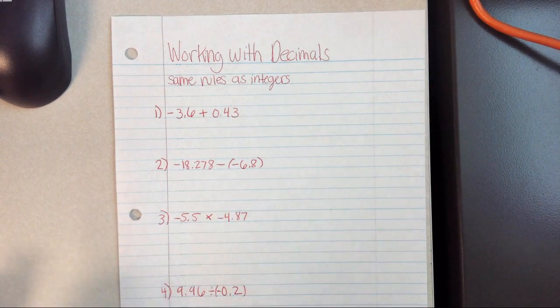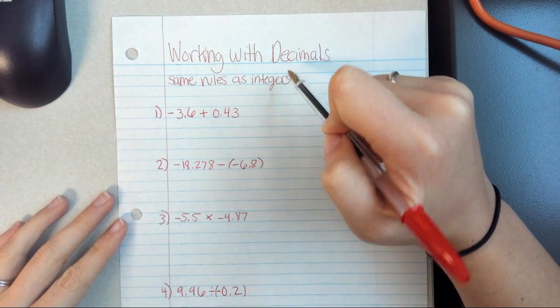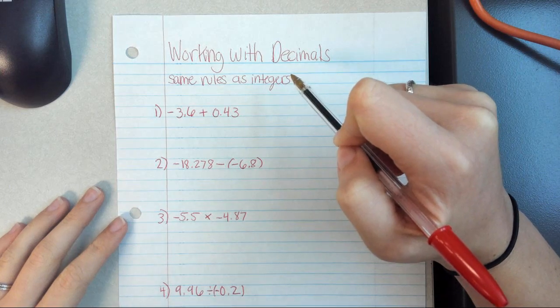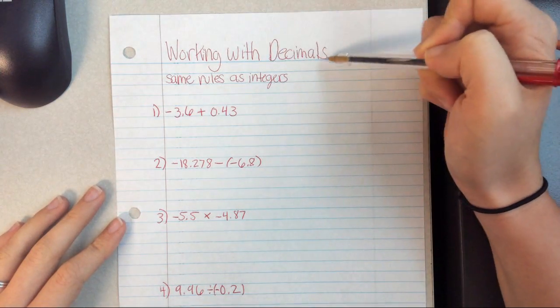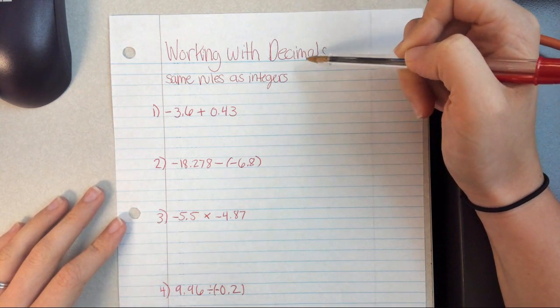When you work with decimals, it's the same rules as with your integers, your positive and your negative, even when you're adding, subtracting, multiplying, and dividing. All the rules we've already talked about for this chapter still apply, even though now we are working with decimals.